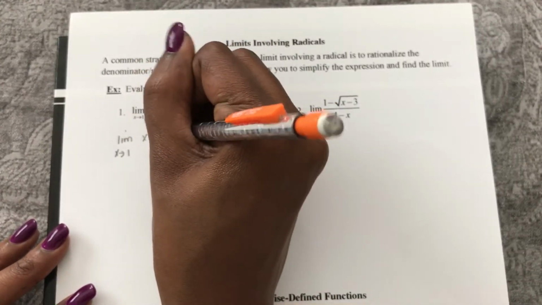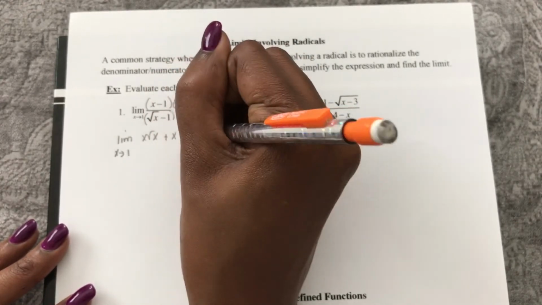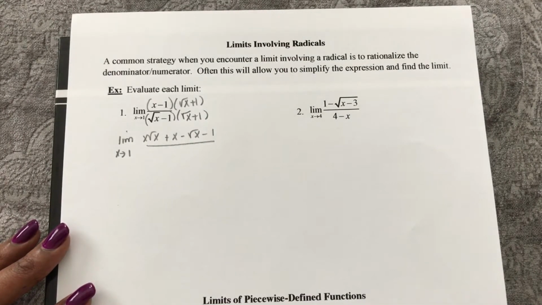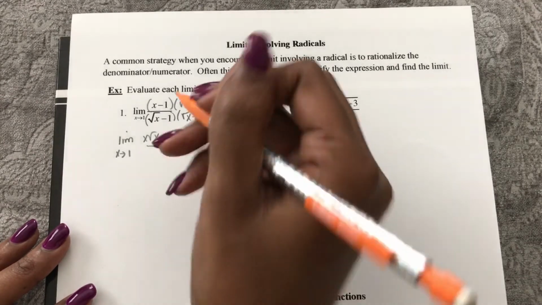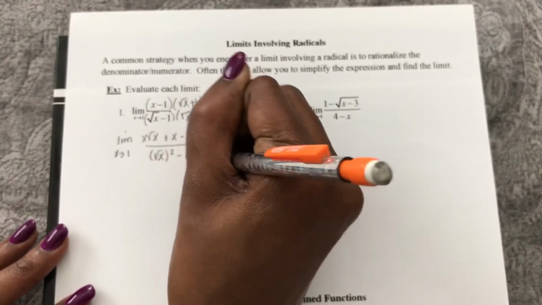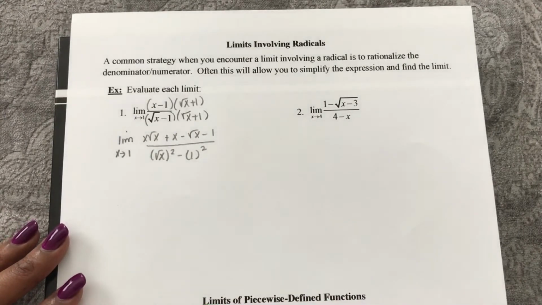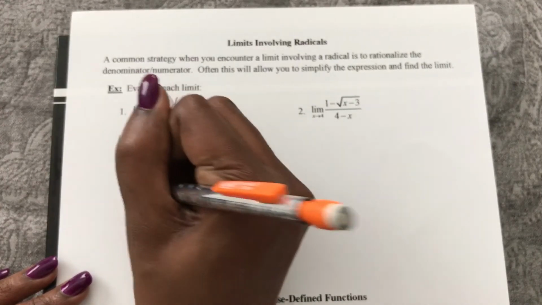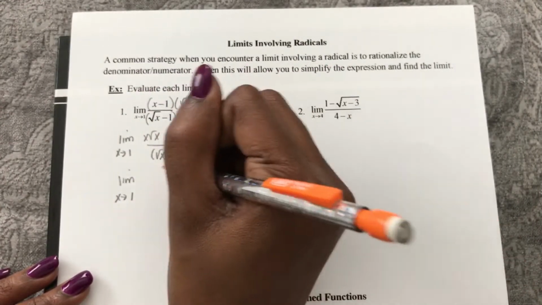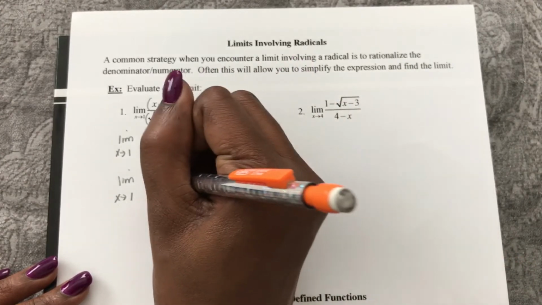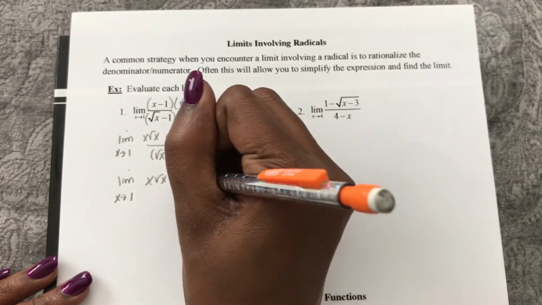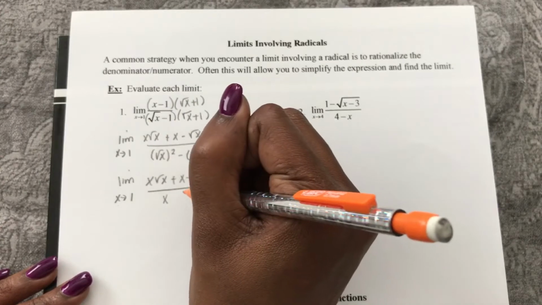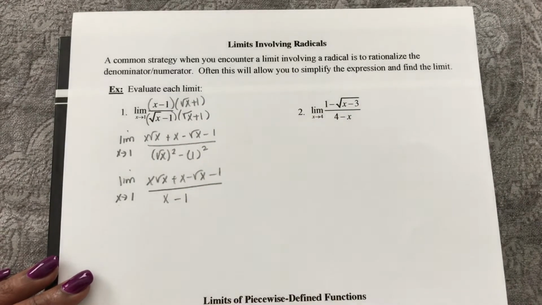This becomes x square root x, and then plus x minus square root x minus 1 on our numerator, just double checking that. And then our denominator becomes square root of x squared minus 1 squared if I follow that difference of squares pattern. So now I have the limit as x approaches 1 of x square root x plus x minus square root x minus 1 all over x minus 1.